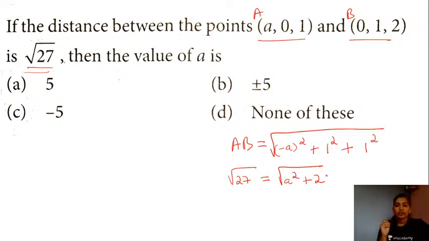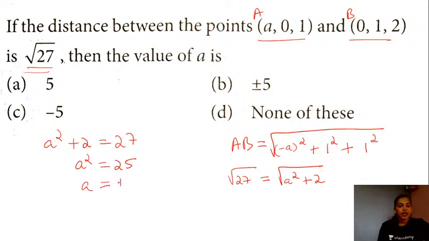Can you all simplify further from here? What would be the value for a square? Yes, squaring this equation, students, we have a square plus 2 equal to 27. So the a square value is nothing but 25. So a is nothing but root of 25, and a will satisfy the value plus or minus 5. The right answer for this question is going to be option B.